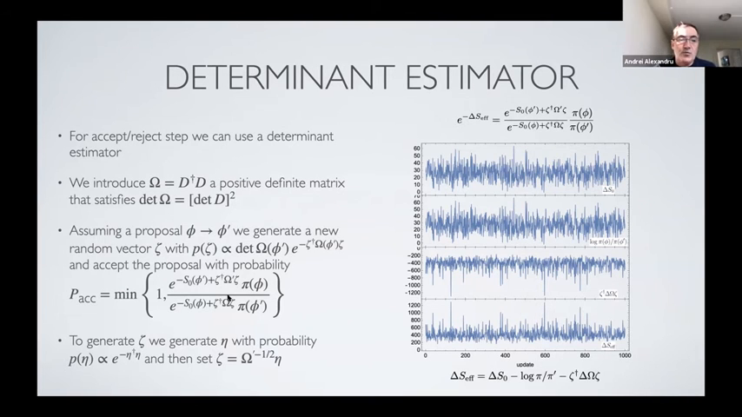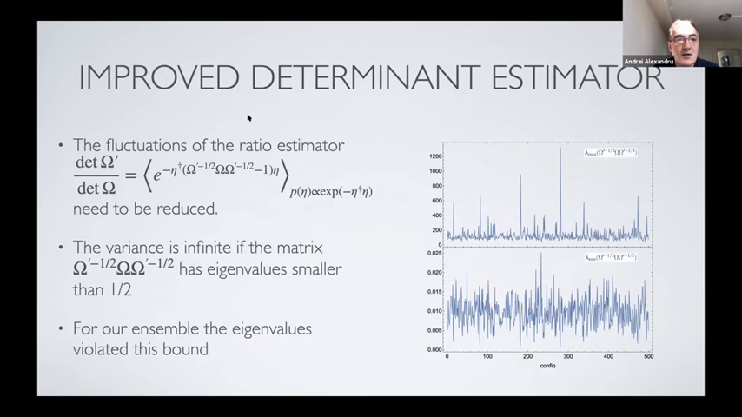So how do we deal? What's the reason for this, and how to deal with this? We need to use an improved estimator. In particular, the fluctuations of this estimator, which produces the determinant ratio when you sample over eta fields. So I'm writing this estimator now directly in terms of these eta fields that are Gaussian. You need to reduce the fluctuations of this estimator.